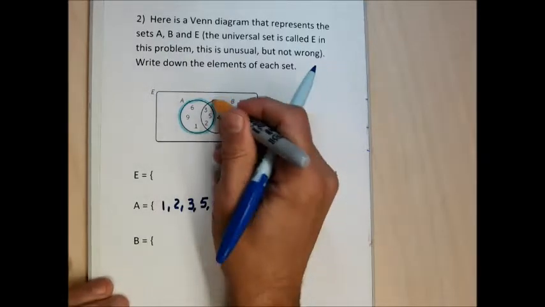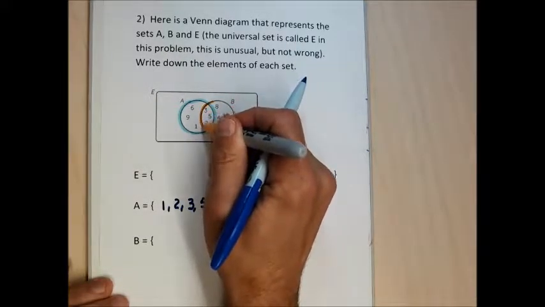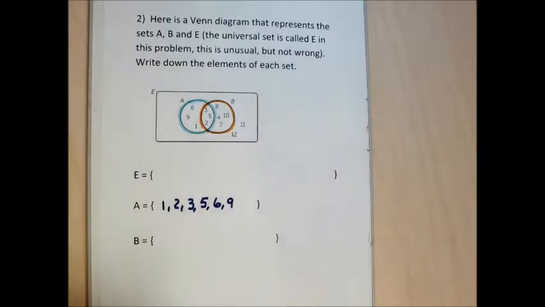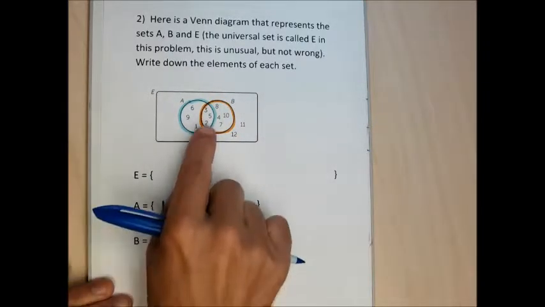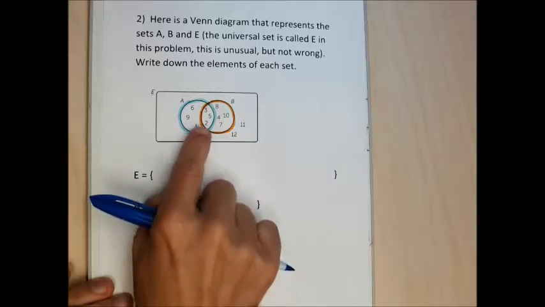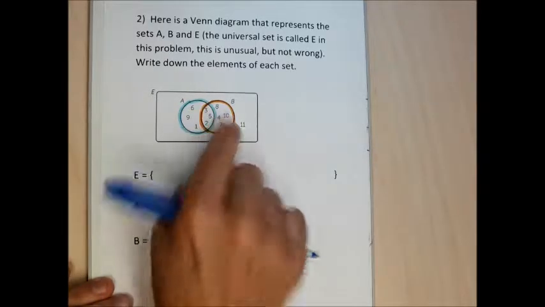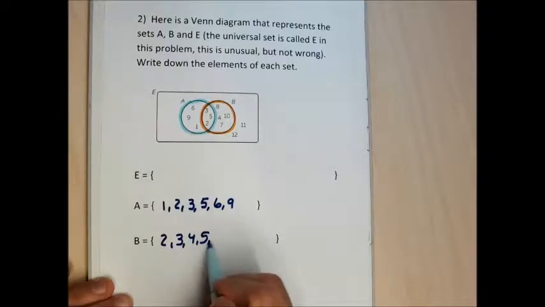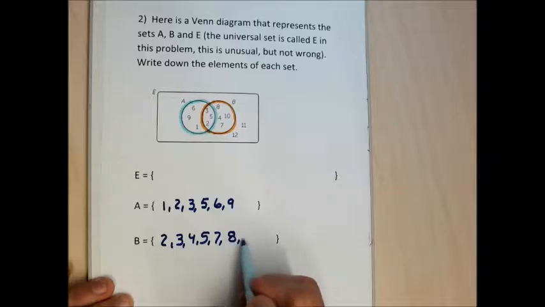Now I'll do set B by looking inside the B circle, and any number inside the circle that I just circled is going to be part of B, which is going to be 2, 3, 4, 5, 7, 8, and 10. So for set B, I'm going to say it has the elements 2, 3, 4, 5, 7, 8, and 10.